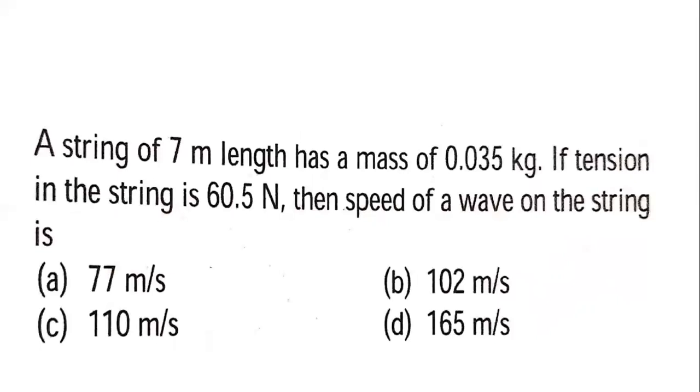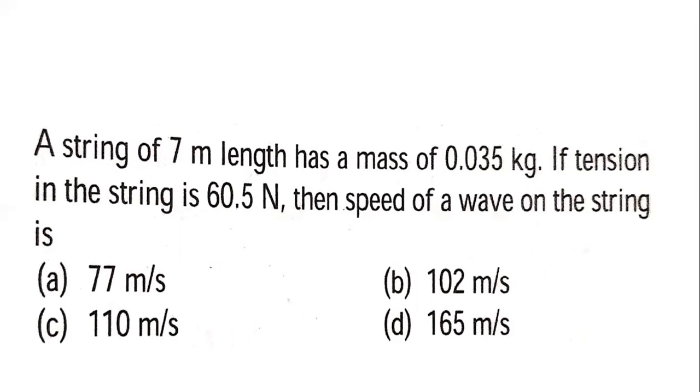Simple question. Next question. A string of 7 meter length has a mass of 0.035 kilogram. If the tension in the string is 60.5 Newton, then the speed of the wave on the string is. So this is a question based on the formation of waves on a stretched string.